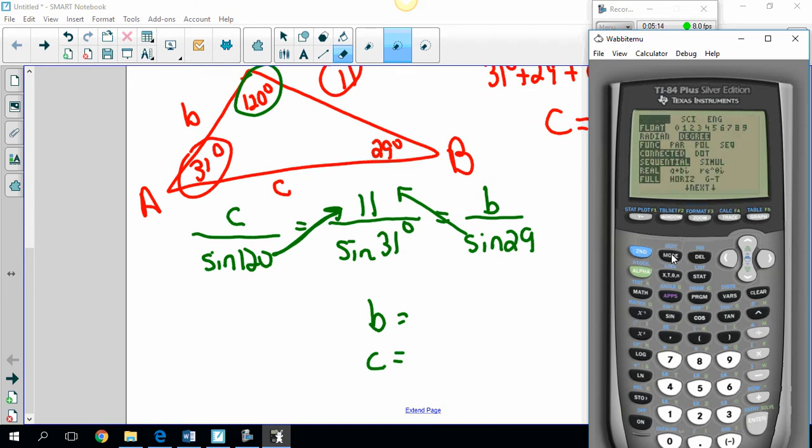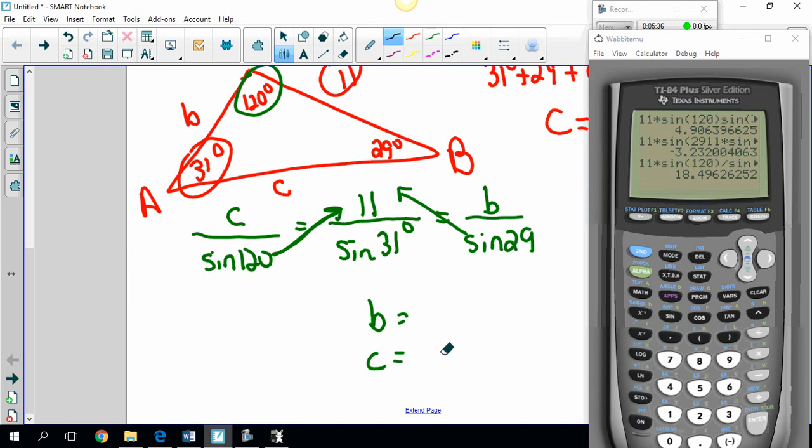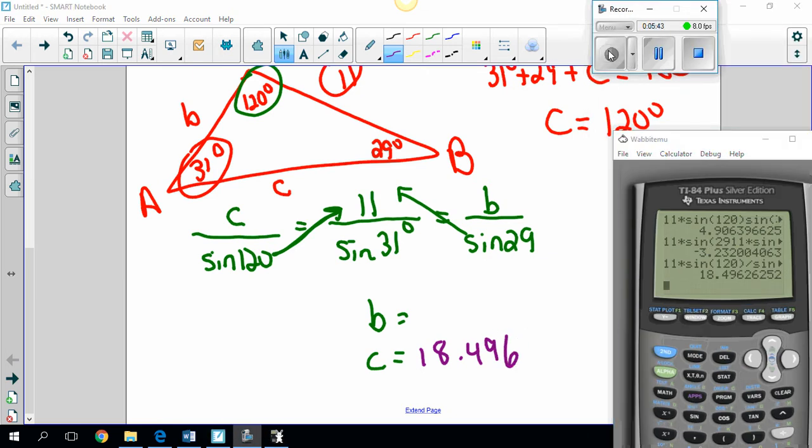Mode. Oh, man, I'm struggling. Let's try this again. Third time's the charm. Second, insert a divide sign. There we go. C is 18.496. Here we go. Now we get after it.